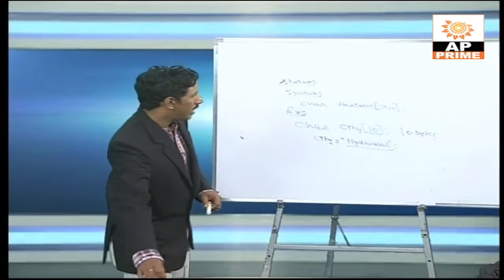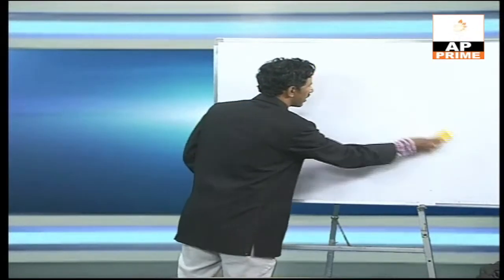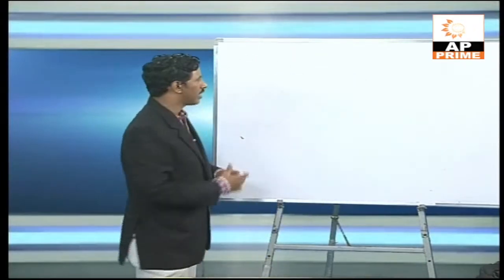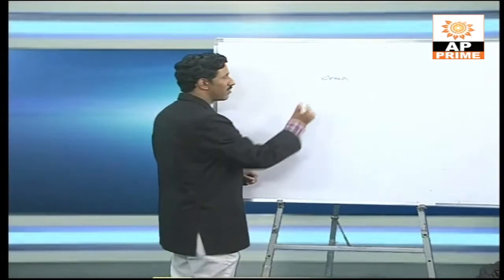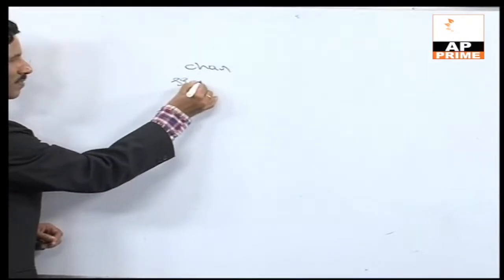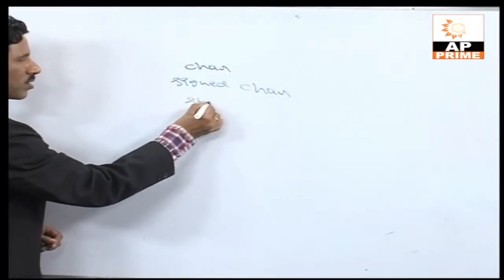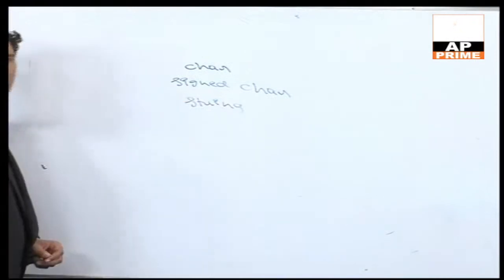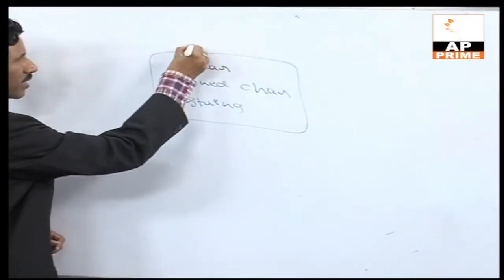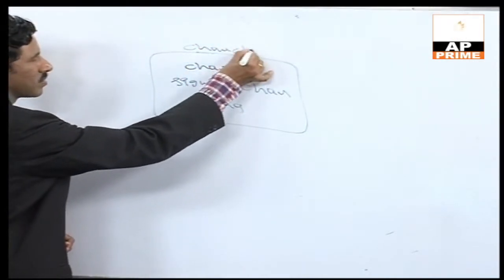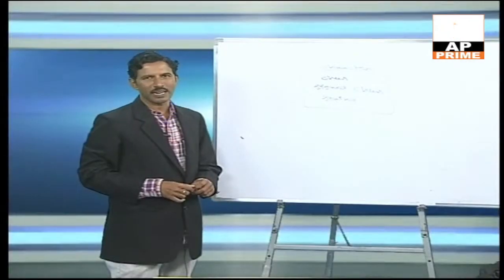Now you see, under character, which are the types? I completed the character data types. Which types do you have under character? Observe: char, and one more, signed char, and what is one more data type? String, a group of characters. These three you can mention under the character data type.